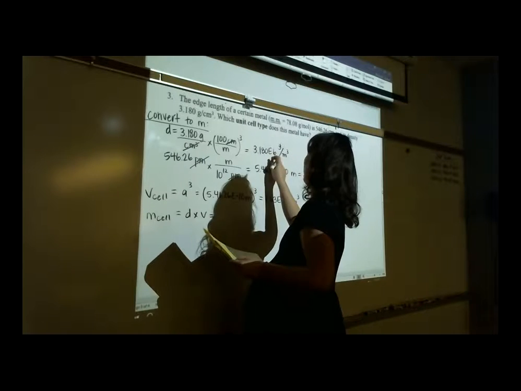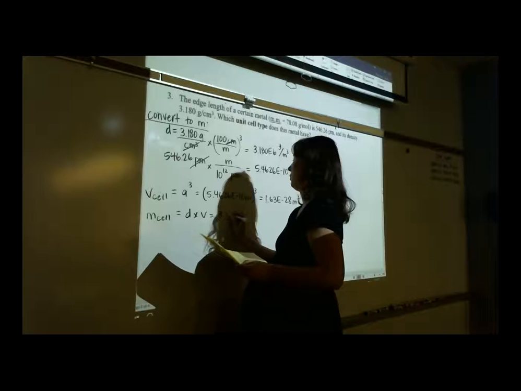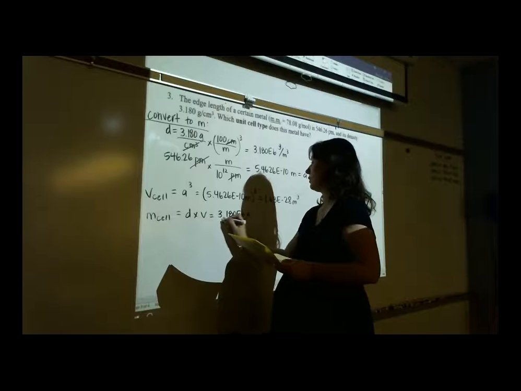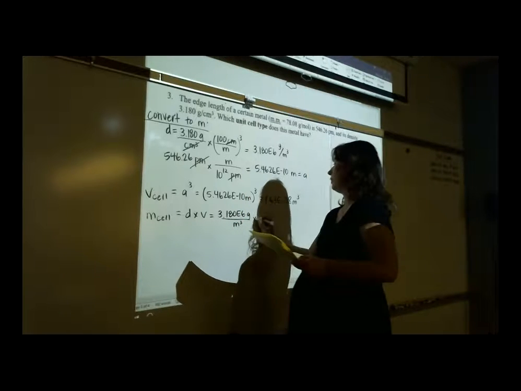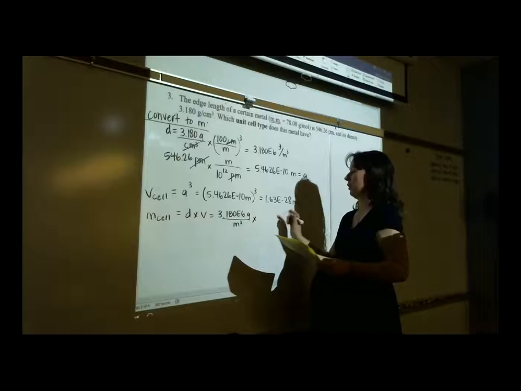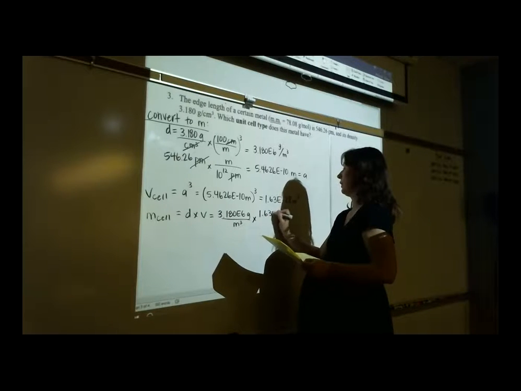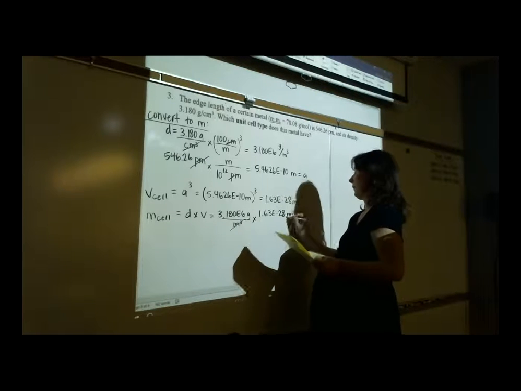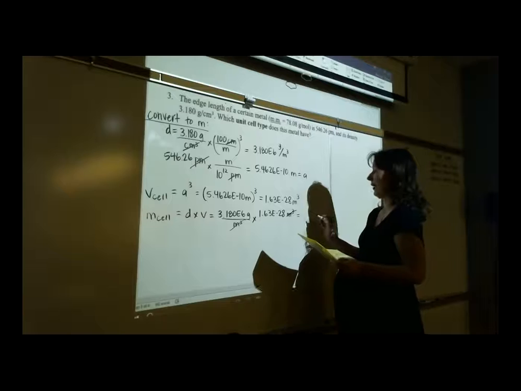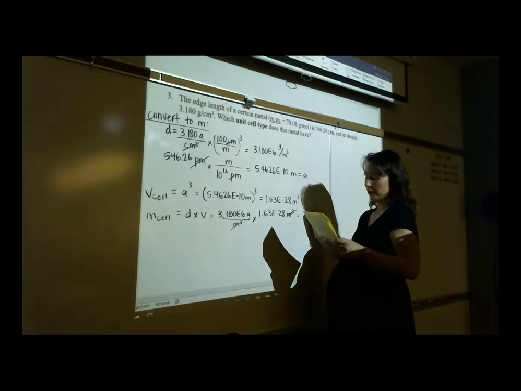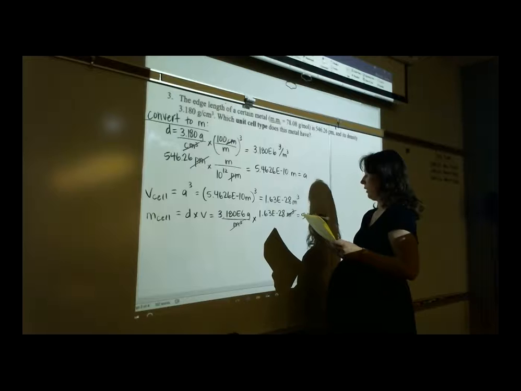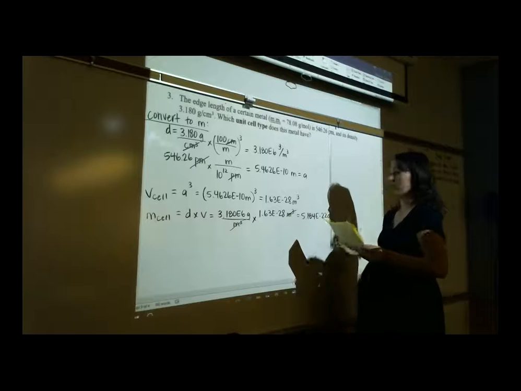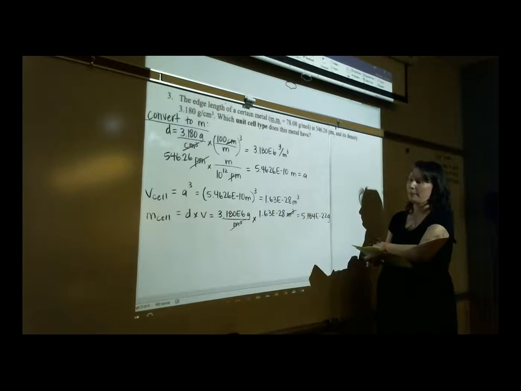So the density we've got right here in grams per meter cubed, so that's 3.180 times 10 to the 6th grams per meter cubed times, our answer is in meters cubed, so they'll cancel out, 1.63 times 10 to the negative 28 meters cubed. So this gives me the mass of a cell, which I got to be 5.184 times 10 to the negative 22nd grams. Now that's the mass of a cell.